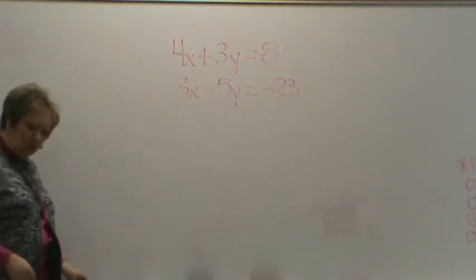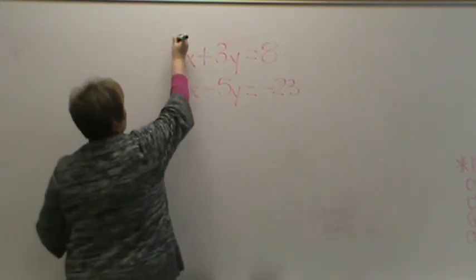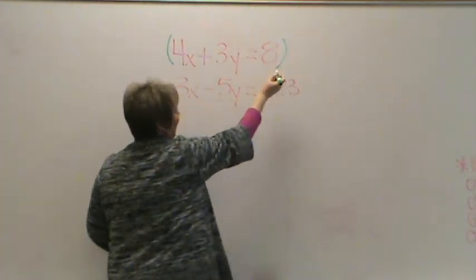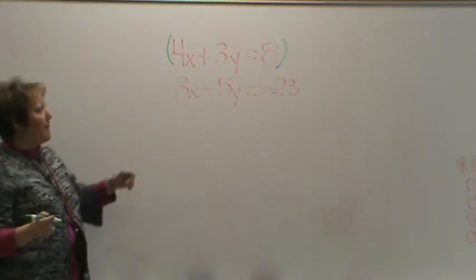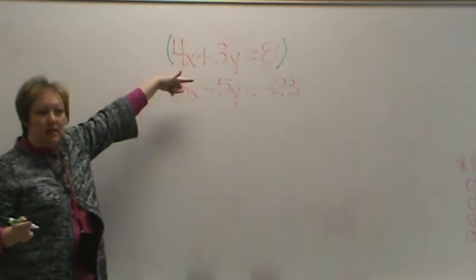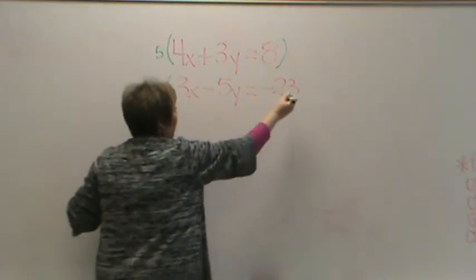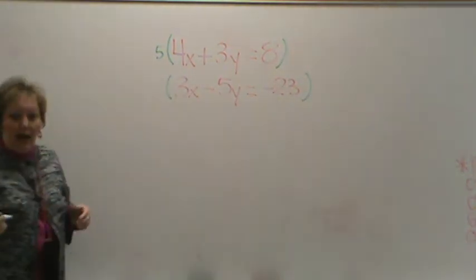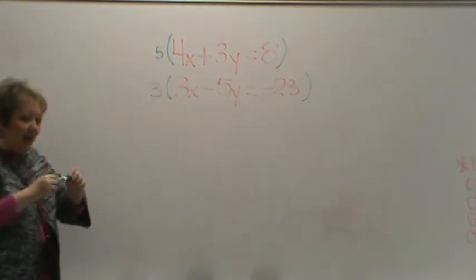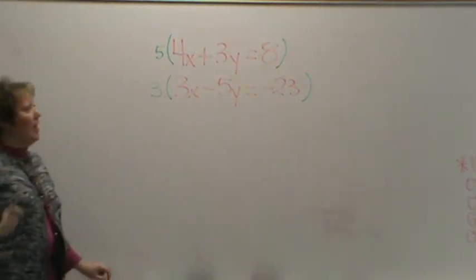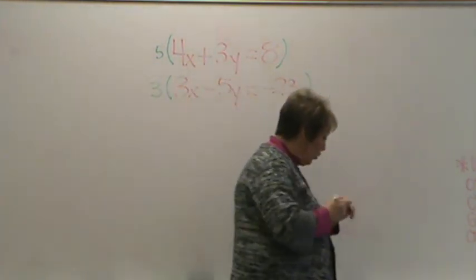How? On the top one, do I want to multiply by negative? No. Why? Because that would make the top one a negative. We want them opposite, so we don't want to multiply by negative. But we do want to multiply by 5. And we want to multiply the bottom by 3. Now we've done several working together. I want you to see if you can finish this problem using elimination together or in your groups.